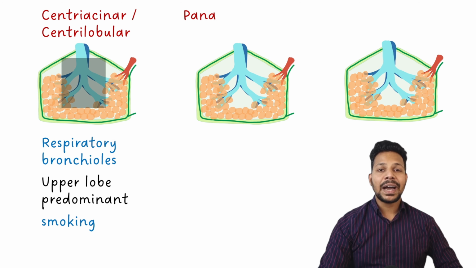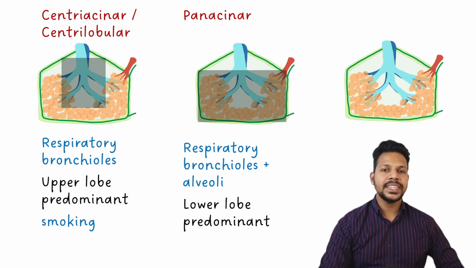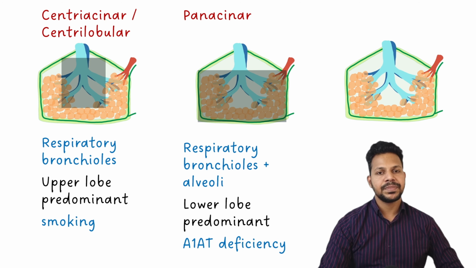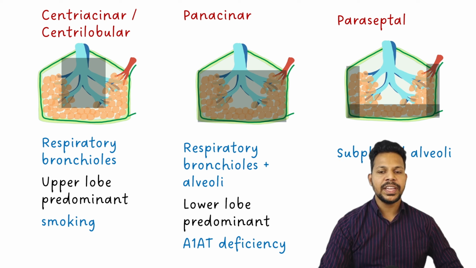The second is pan-acinar emphysema, where the entire lobule is involved, that is, respiratory bronchioles and the alveoli are involved. This disease is lower lobe predominant and seen with alpha 1 antitrypsin deficiency. Last one, we have the paraseptal emphysema. The word again is emphasizing that the alveoli which are present just beneath the septa or the pleura are getting involved. So the subpleural alveoli are the ones that commonly get involved here. And this disease is also upper lobe predominant and again associated with smoking.